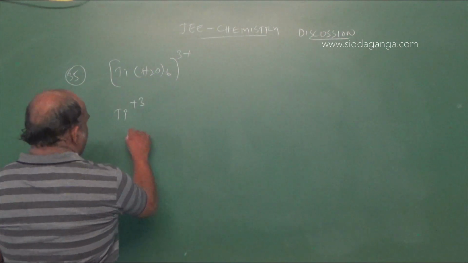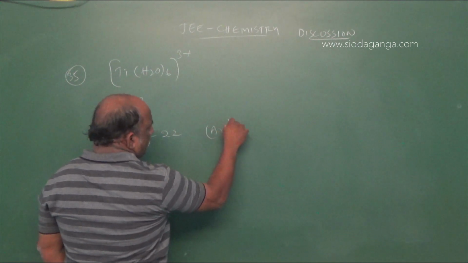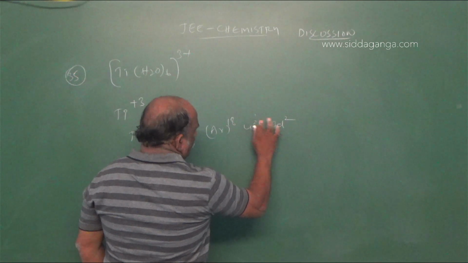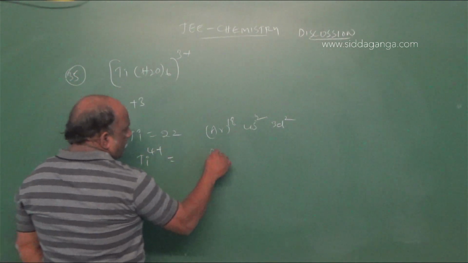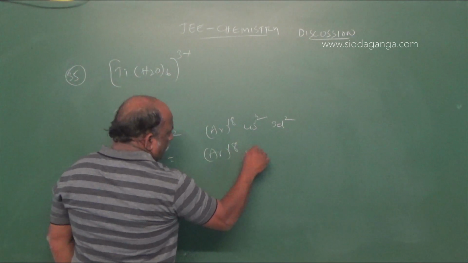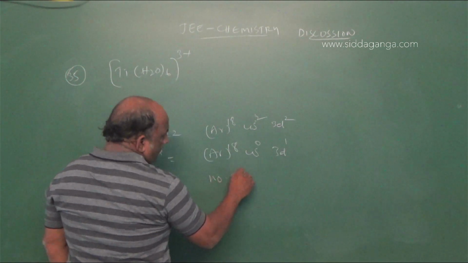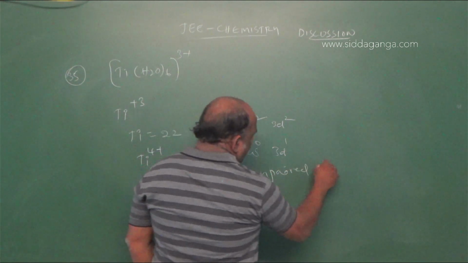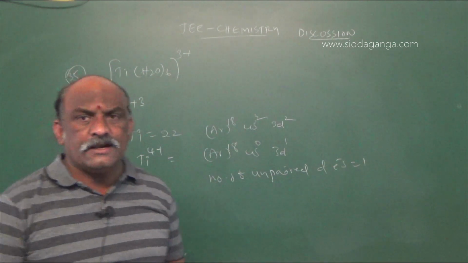We know titanium's atomic number is 22. The electron configuration is argon 18, 4s2, 3d2. So what is Ti3+? Argon 18, 4s0, 3d1. The number of unpaired d electrons is equal to 1. So one d electron is present.